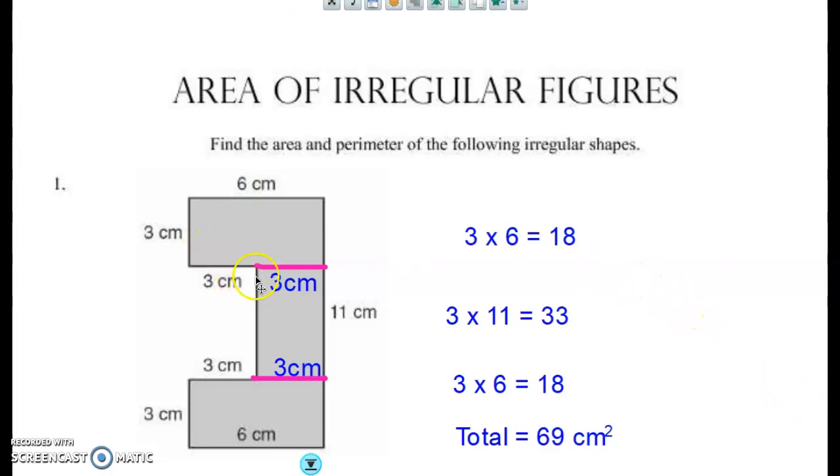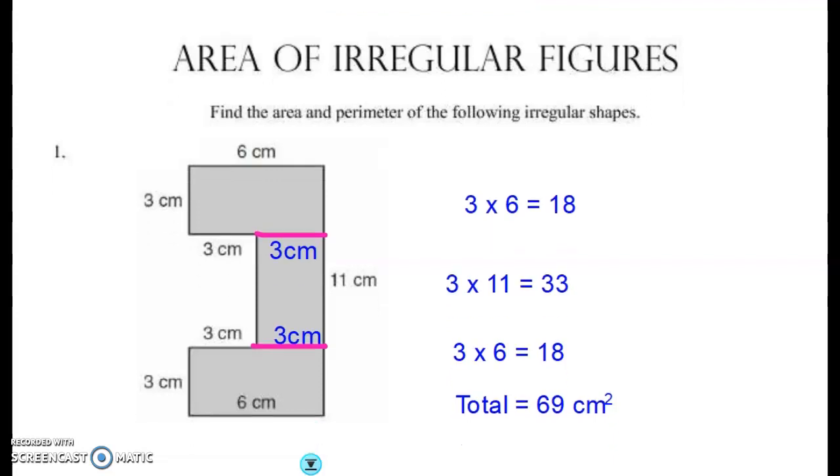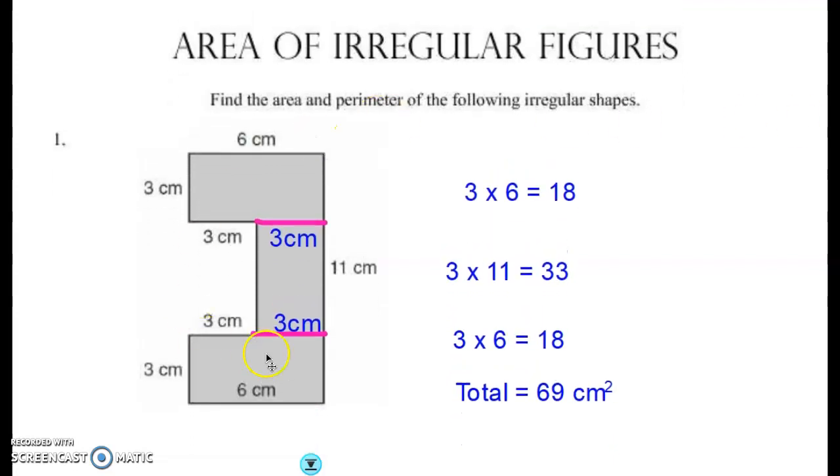Here's a review of what you did yesterday. So you had irregular shapes. What I did was I cut this across like that, and guess what? I know that this horizontal piece is 6, and if we know 3 of it, then guess what? This piece has got to be 3. So there you go. That's how I came up with 3 there.